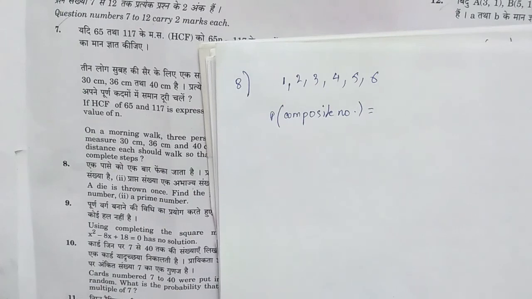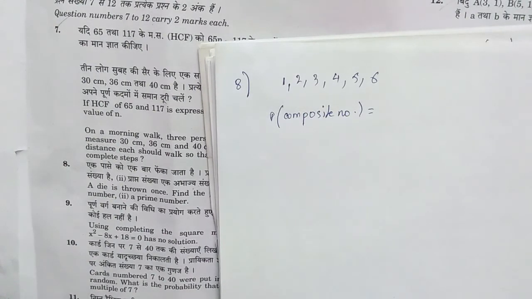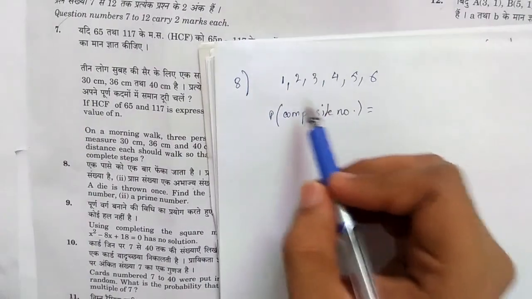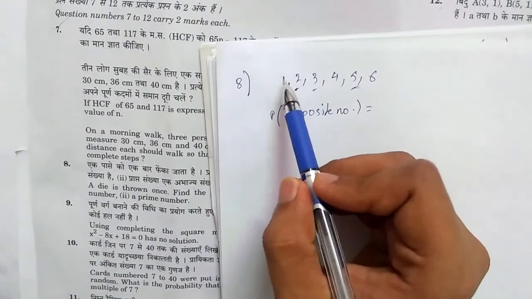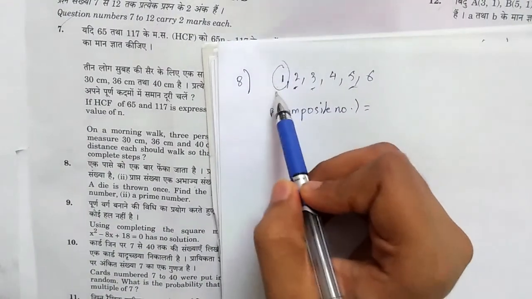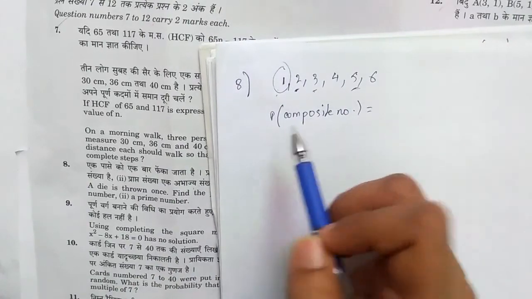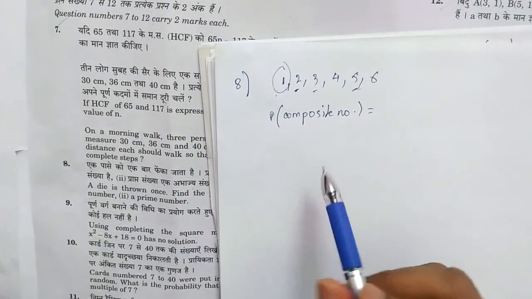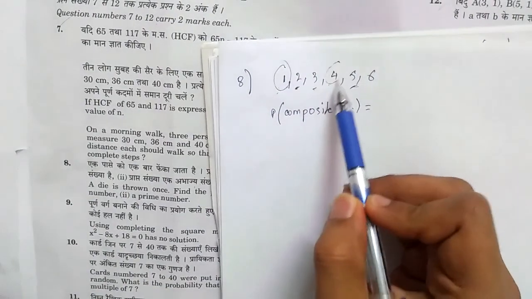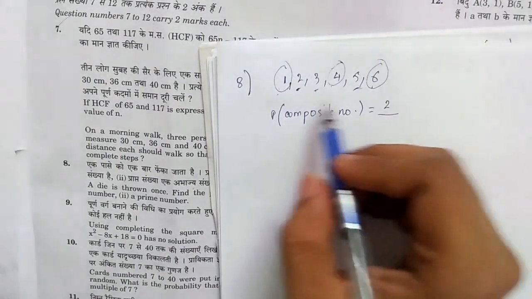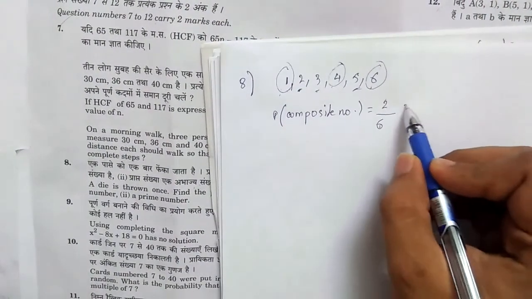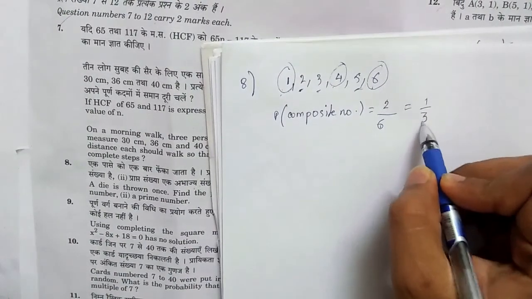Composite numbers are what? Which can have more than 2 factors, other than 1. In this, 2 is a prime number, 3 is also a prime number, 5 is also a prime number. Understand this thing, that 1 is neither prime nor composite, so it will not be included in either part, neither composite nor prime. So 4 is composite and 6 is a composite number. So there are only 2 numbers out of 6. So the probability is 2 by 6, that is 1 by 3.